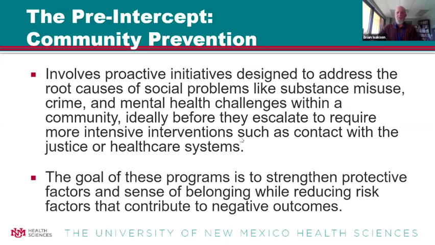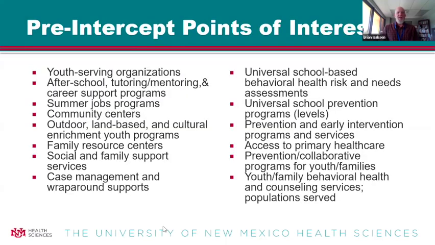So these are programs that are available to all youth and families, ideally before a crisis or involvement in the justice system. And I'll show you some examples here. This is a list of points of interest in this pre-intercept. As you can see, there's a long list here of different youth serving organizations. It could be churches, schools, community-based programs, healthcare programs that can help a youth and family to stay in their community, to get the help they need if there's mental illness or substance use disorders before involvement in the justice system.